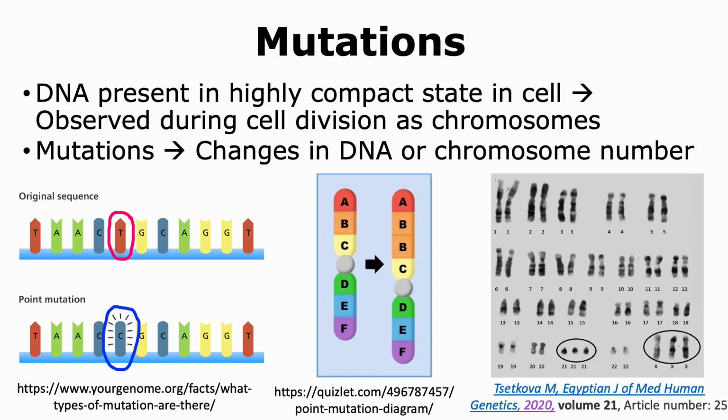We can also have entire duplication of chromosomes as observed in this figure to the right. Here we are able to see chromosome number 21, where instead of just 2 copies of it, there are 3 copies, and hence there is an extra chromosome 21. And similarly, there is an extra X chromosome. And hence a mutation can also involve changes in the number of chromosomes.